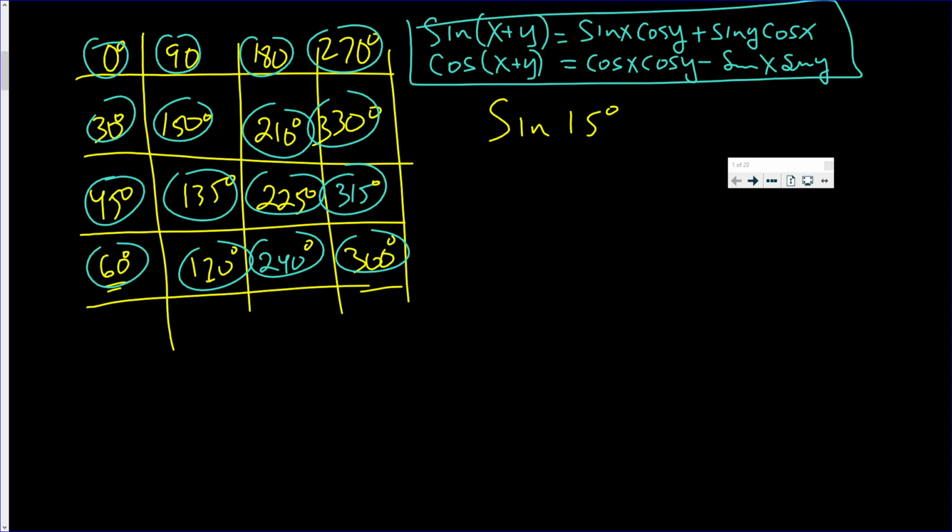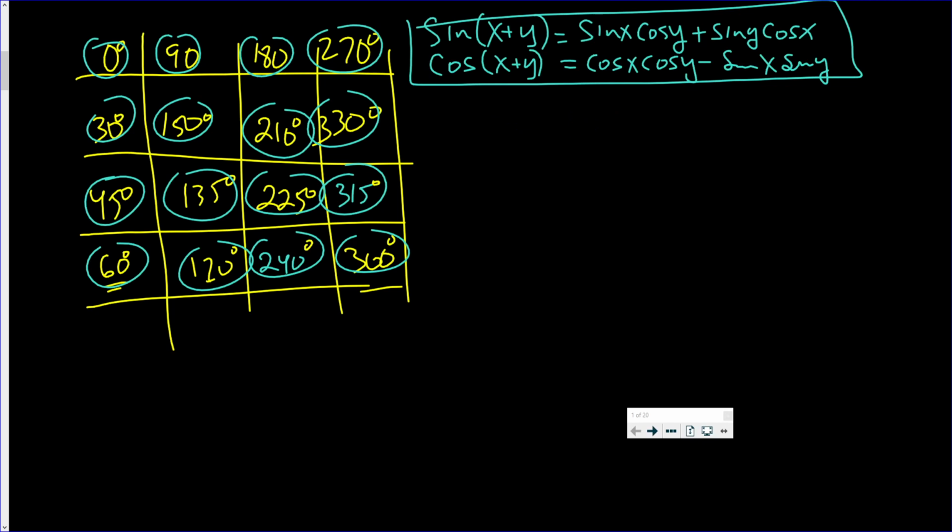So the question is to find the exact value of sine of 15. And this table to the left is very important. You need to have this table in your head. Which pair of numbers add up to 15? Since all the numbers except 0 are bigger than 15, I doubt you're going to find a sum that adds up to 15. But you know what?